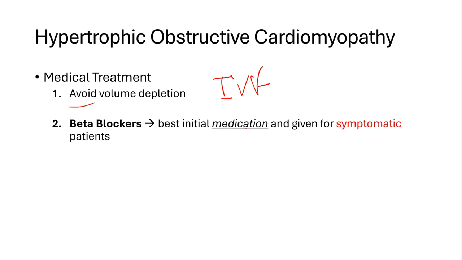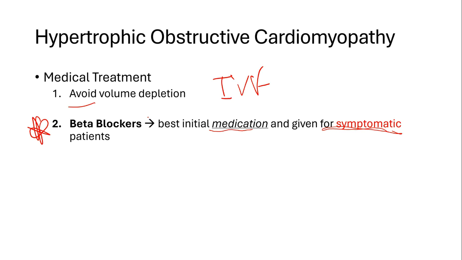Beta blockers is going to be the best initial medication to give. This is given for symptomatic patients, okay? Beta blockers is the best initial medication. IV fluids is the best first step. There's a big difference there. Those are key words that they like to chime you in on test day.